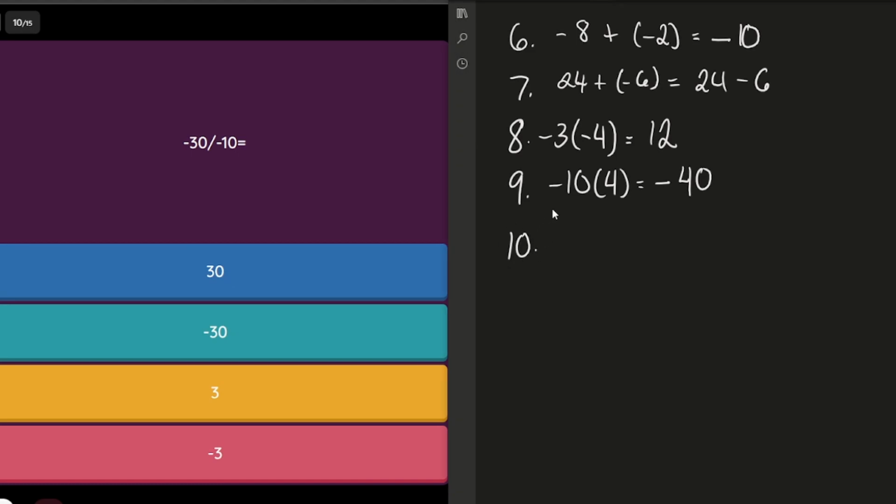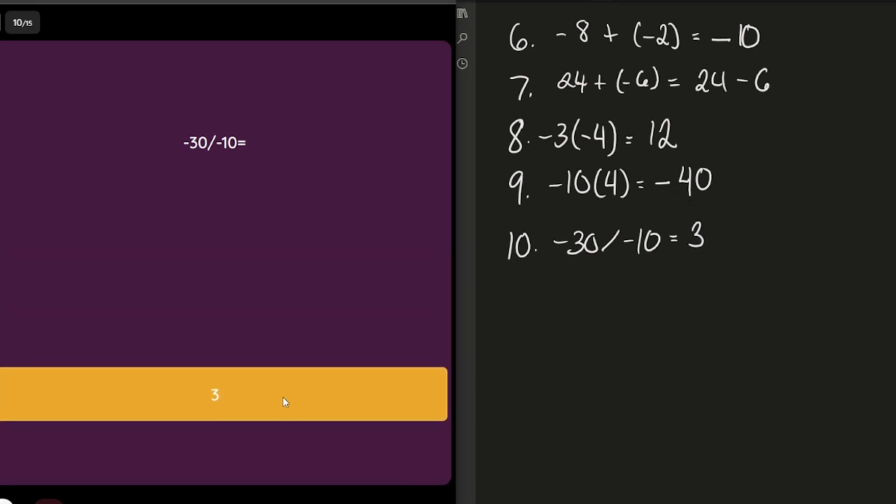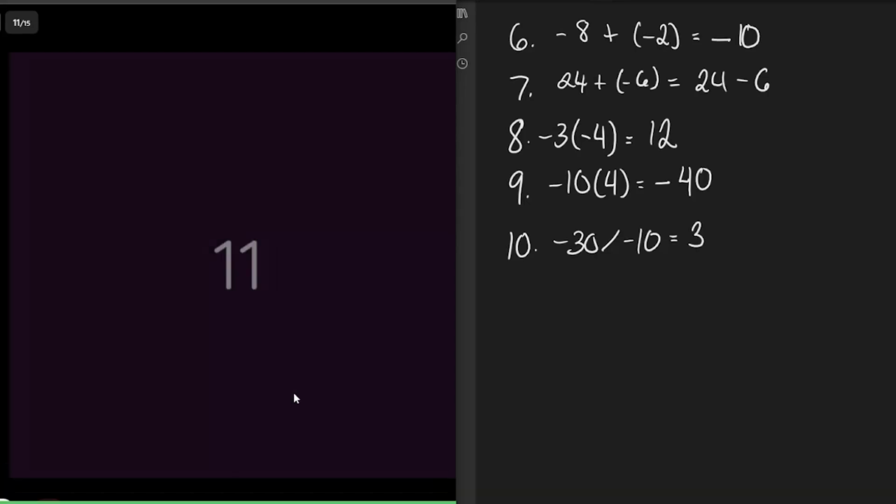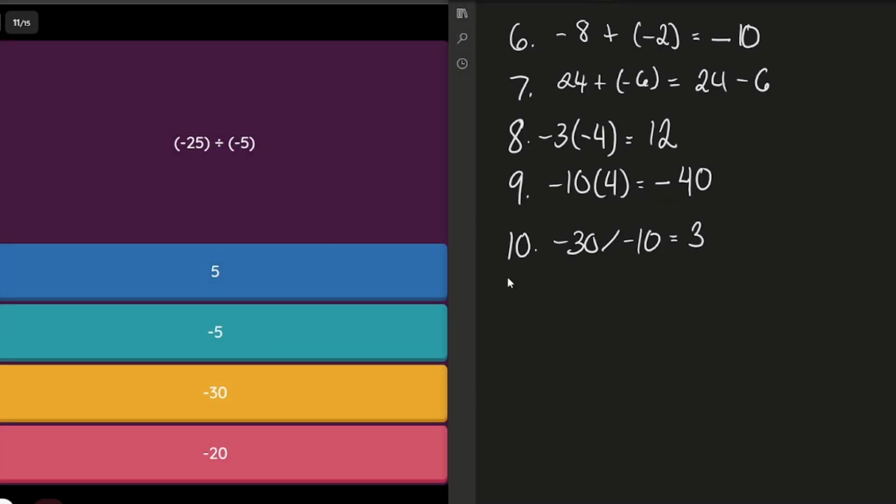Question number 10. -30 divided by -10. A negative divided by a negative will give you positive. 30 divided by 10 is 3. The answer is positive 3. There you go.